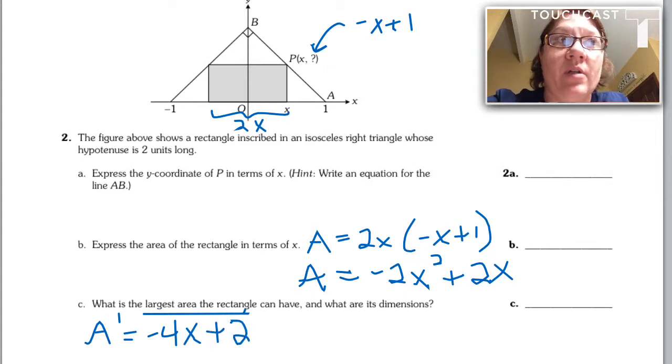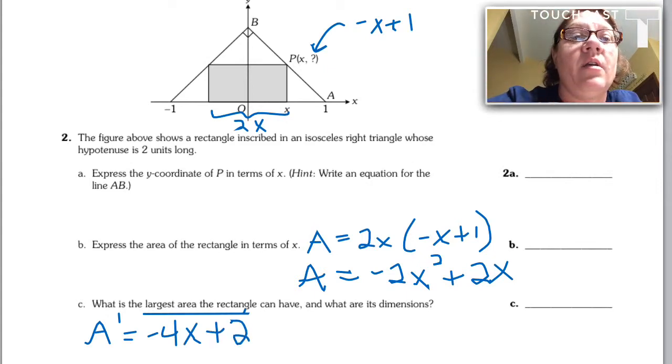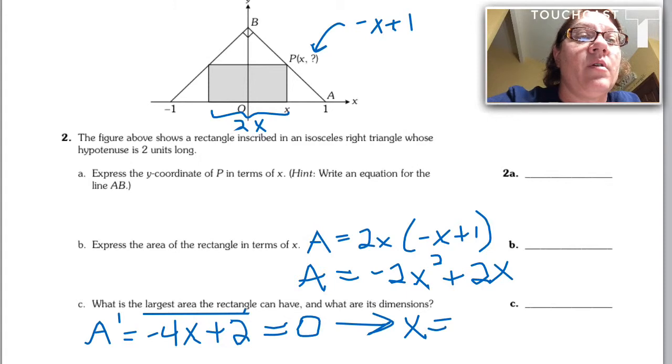And remember, my options are to set it equal to 0 or undefined. But this isn't going to be undefined, but I can set it equal to 0. And when I do, I get x equals 1/2.